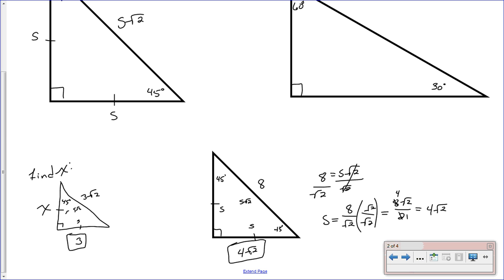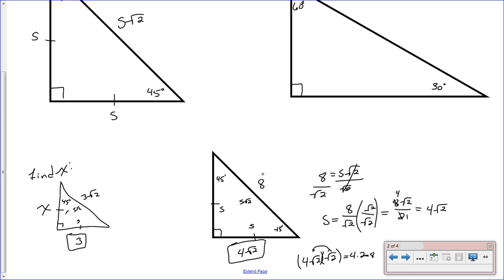If we knew this was 4 square root of 2 and we wanted our hypotenuse, we would take 4 square root of 2 and multiply it by the square root of 2. Of course, the only thing you'd multiply are the square roots. So square root of 2 times the square root of 2 is 2, so 4 times 2, which is 8. So you can work the formula either way.